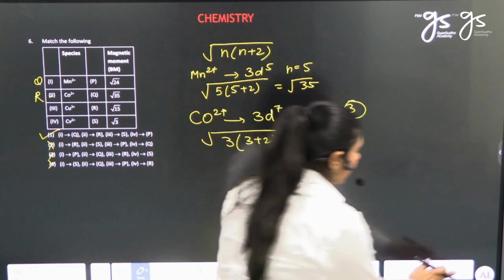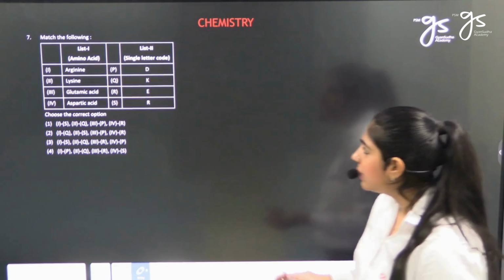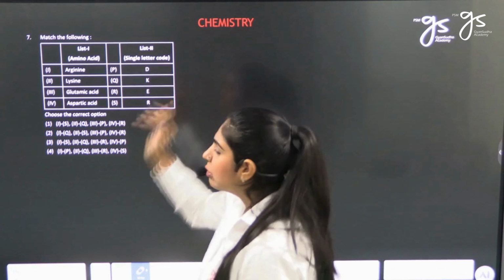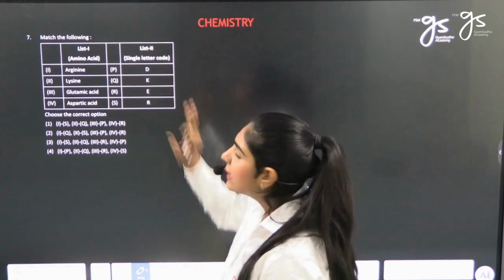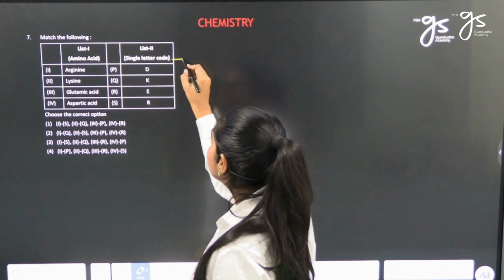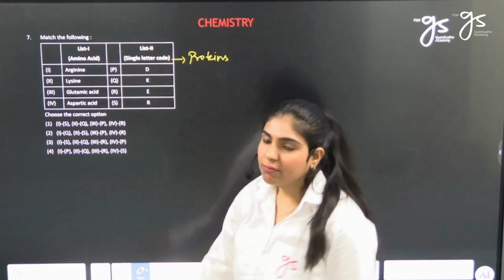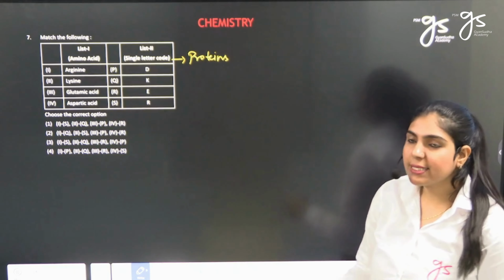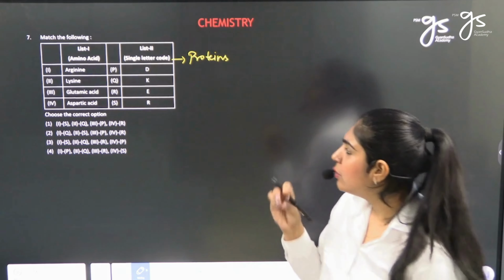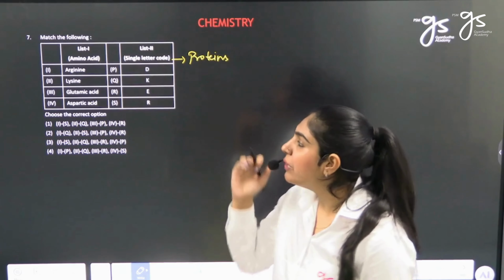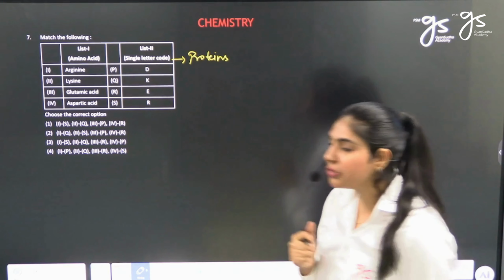Now moving ahead with our next question. This question is again a match of the following type, in which you have to give single letter codes for the different amino acids. So what is a single letter code? A single letter code is written for the proteins. What is different in this question is that these single letter codes are derived from the name but not from the first letter. So we need to know them, and memorization is important.